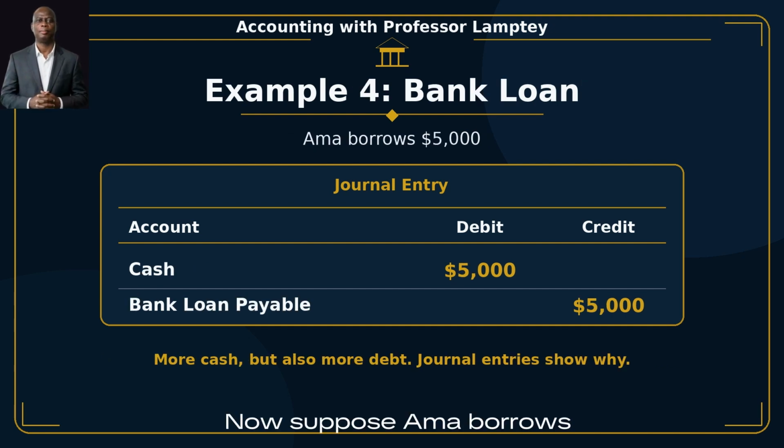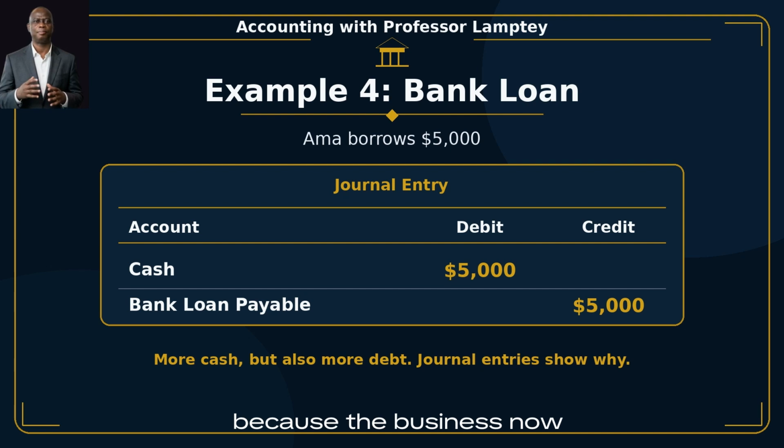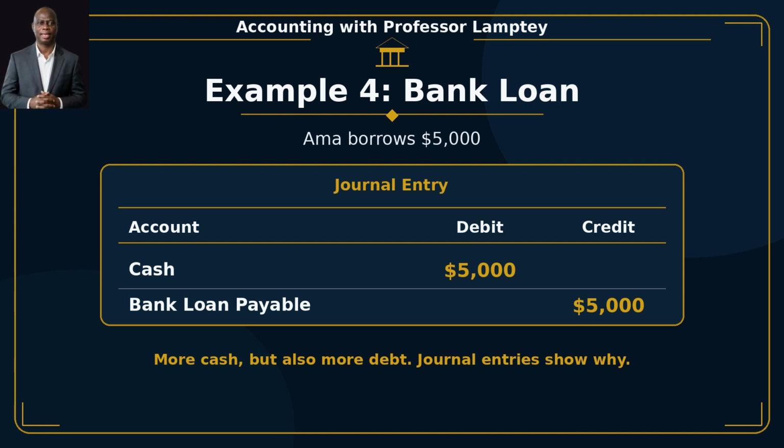Now suppose Amma borrows $5,000 from the bank. The accounts affected are cash and bank loan payable. Cash is an asset. Bank loan payable is a liability. Cash increases because the bank deposited money into the business account. Bank loan payable increases because the business now owes money to the bank.